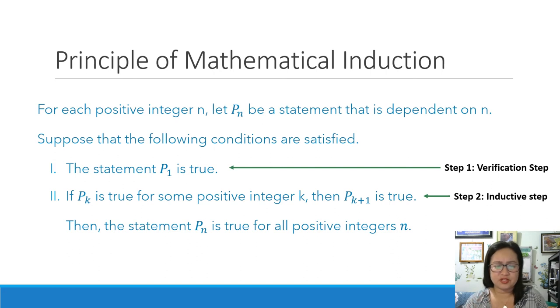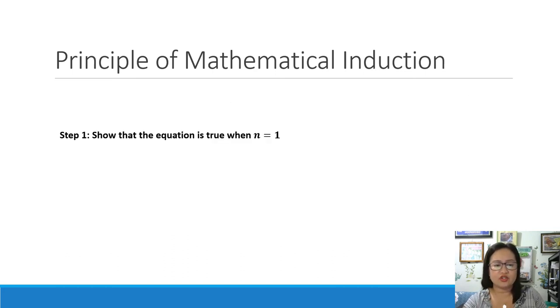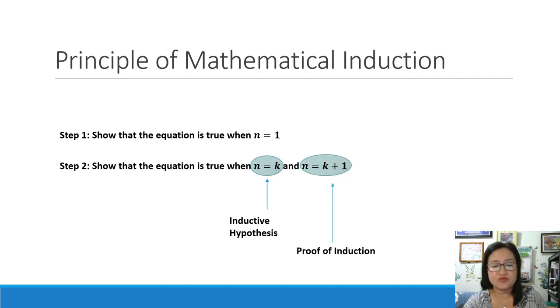Now, let's give a name to this p sub n, p sub k, and p sub k plus 1. For p sub n, we call that the conjecture, whereas p sub k is our inductive hypothesis, and p sub k plus 1 is the proof of induction. Okay. In the verification step, or the basis step, we have to show that the equation is true when n is equal to 1. And in step 2, we have to show that the equation or the conjecture is true when n is equal to k and n is equal to k plus 1.